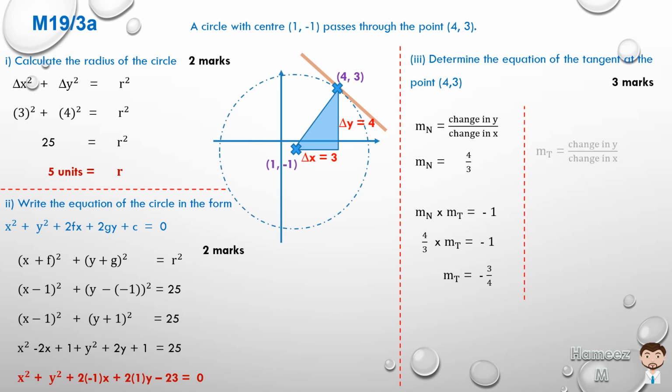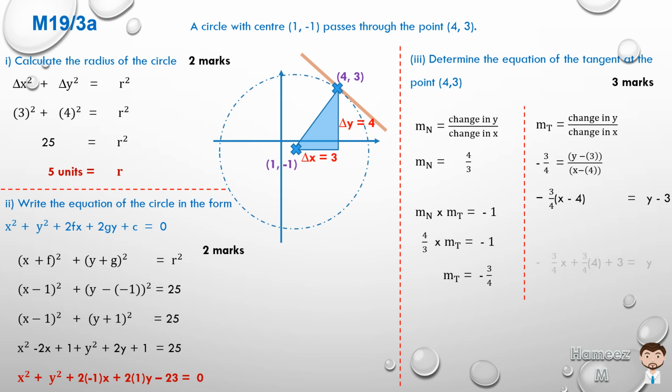And if we know the gradient of the tangent, that is change in y over change in x, we can substitute. So it's going to give us -3/4 is equal to y minus, what's the y coordinate of a point that the tangent is passing through? That is 3. So (y - 3) all over (x - 4). And we can carry the denominator across. So it's going to give us -3/4 times (x - 4) is equal to y - 3.